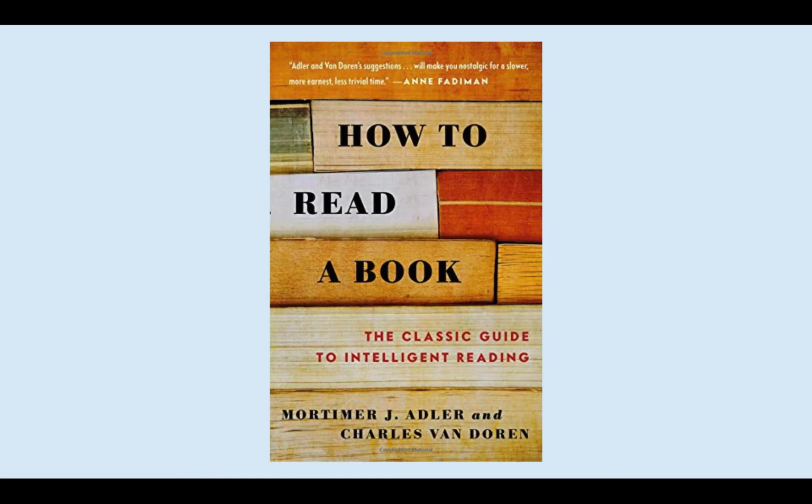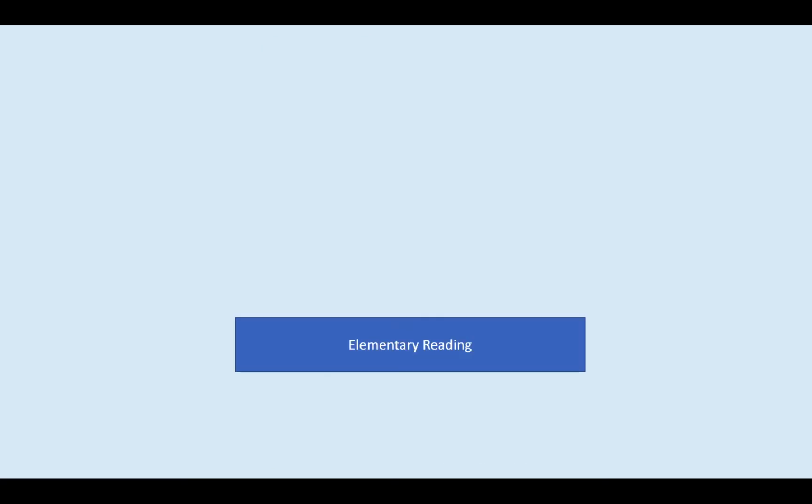This is a book by Mortimer Adler and Charles Van Doren. This is a great book. I recommend it to everybody. They talk about different levels of reading, and I find this very helpful. The first level is elementary reading.